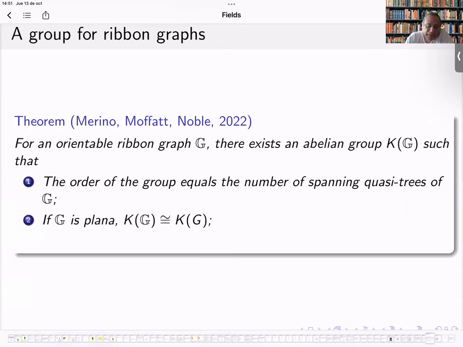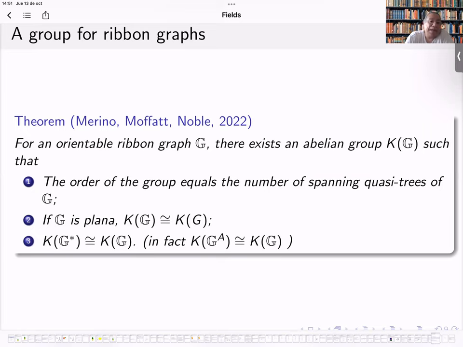you start with. We also have, in the case that the ribbon graph is planar, the group, there's no topological information there. So the group is actually the same as the classical critical group of the abstract graph. And also, the critical group of the ribbon graph G will be isomorphic to the critical group of the dual ribbon graph, and in fact, of any of the partial duals of that ribbon graph.